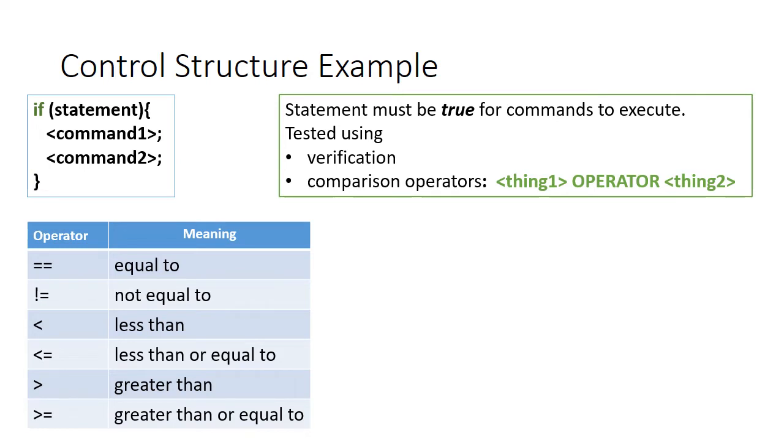Note that when we're trying to determine whether two things, here thing 1 and thing 2, are equal, we use two consecutive equal signs to represent that. The rest of the operators are not difficult to understand, even the not equal operator, which is the exclamation point followed by an equal sign. The exclamation point is often pronounced bang.